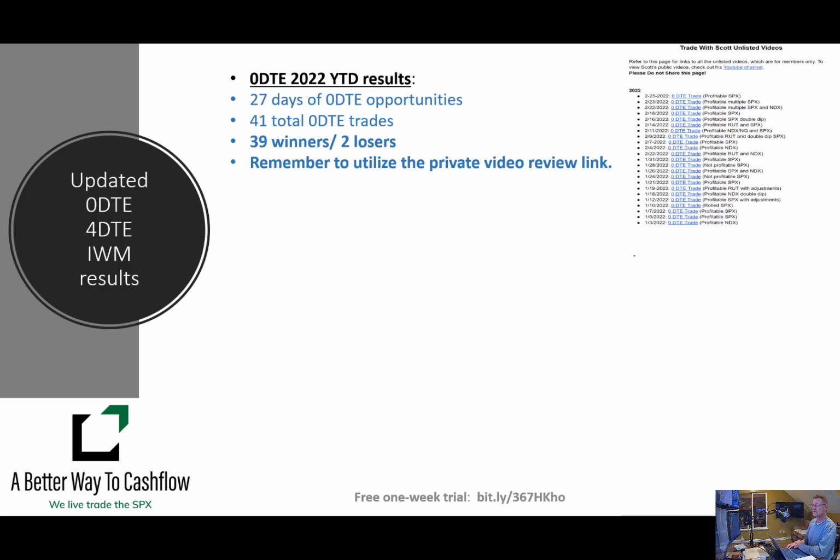Little update on our core strategies and where we're at. 0DTE strategies year to date. We've had 27 days of 0DTE opportunities so far this year in 2022. We've done 41 total trades because we do double, triple, and sometimes quadruple dip on days when we can get multiple 0DTEs up and running. We've had 39 winners and 2 losers during that time frame.